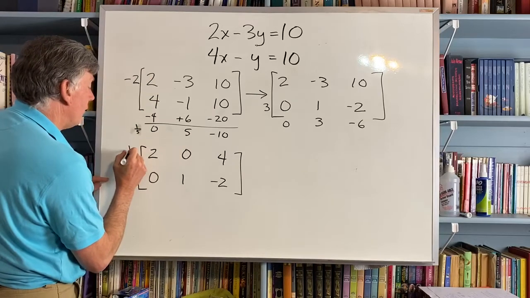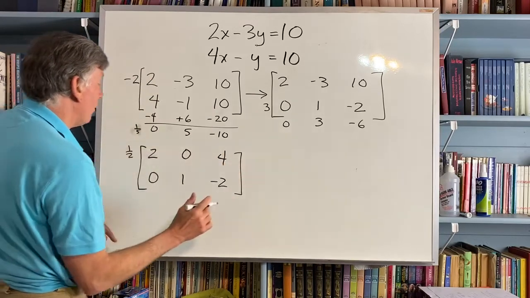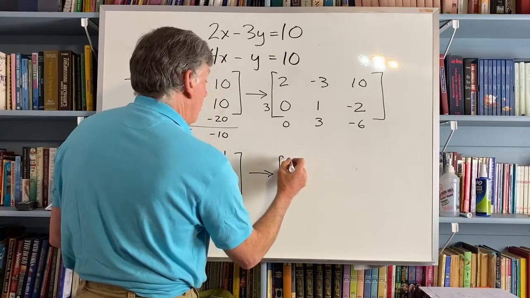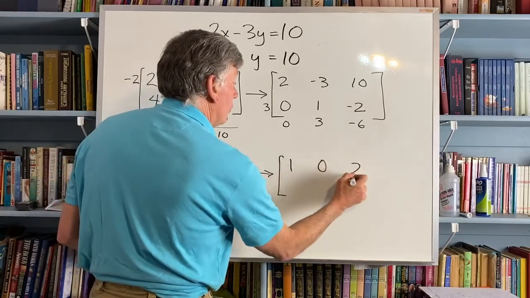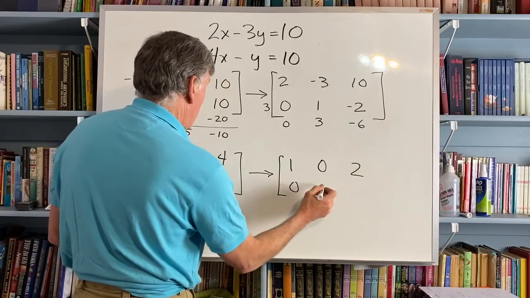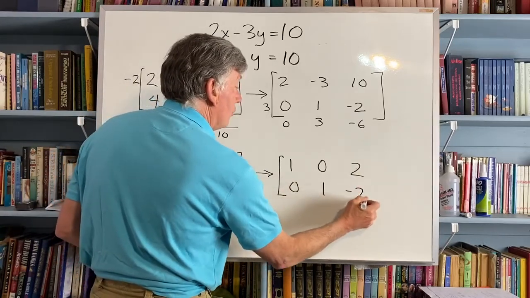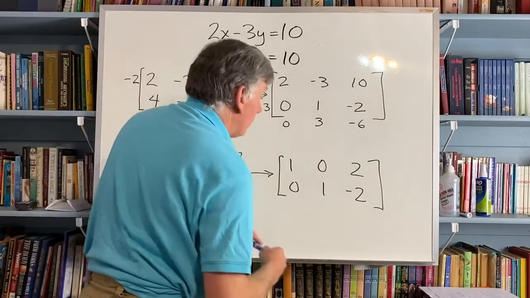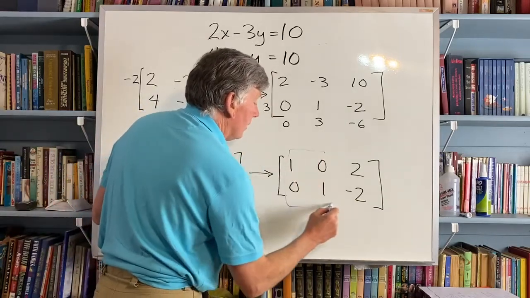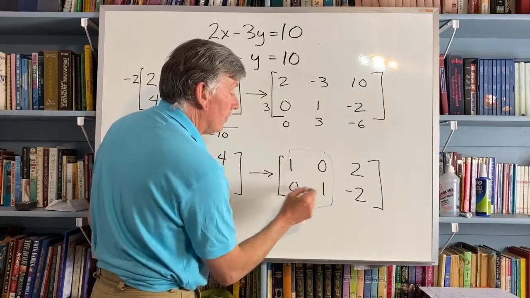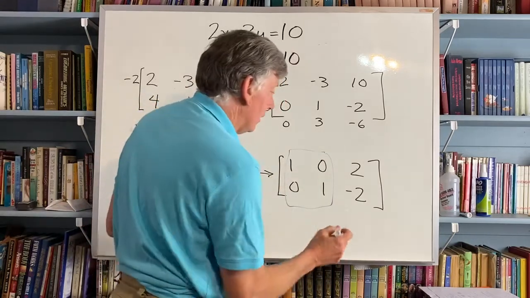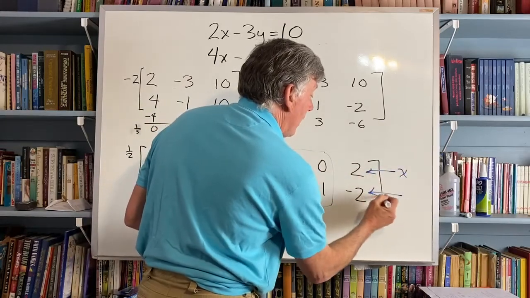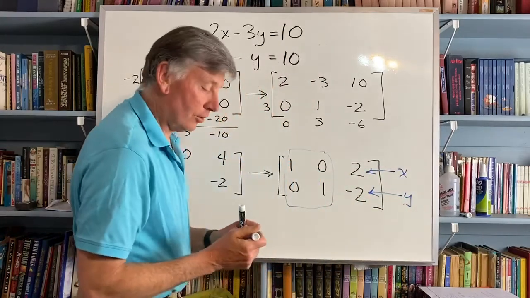All I'm going to do now is multiply this first one through by 1/2, and I get my final 1, 0, 2, 0, 1, minus 2, and this is what I wanted to see right here. 1, 0, 0, 1. I've got it. So this means that x is 2 and y is minus 2.